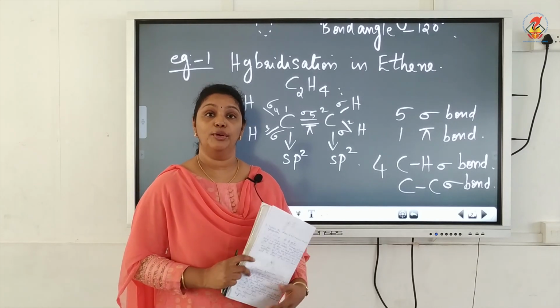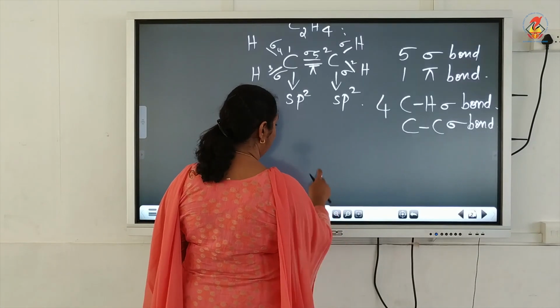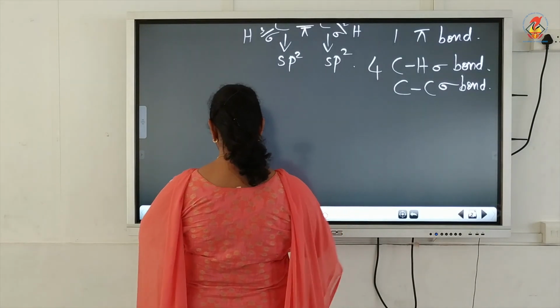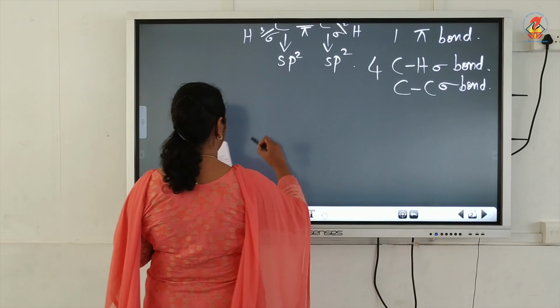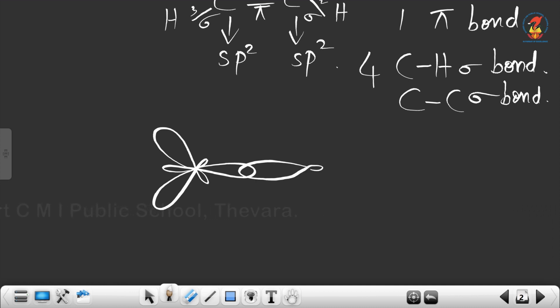Okay, so I am going to show the hybridization in ethene with the help of a diagram. Now the 2 carbon atoms, we have to show the sp2 hybrid orbitals. So this is the sp2 hybrid orbital of the first carbon atom. Now I am going to show the overlapping for the C-C sigma bond with the second carbon atom. So this is the overlapping.